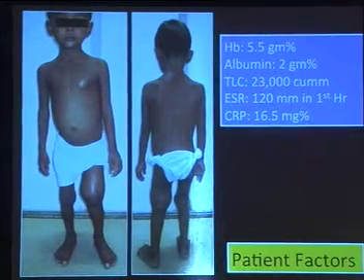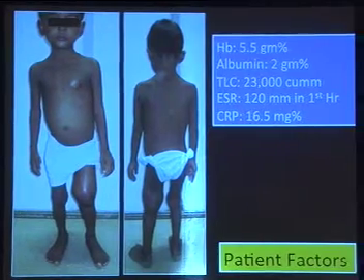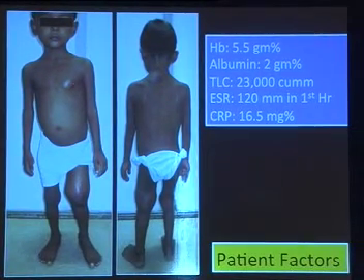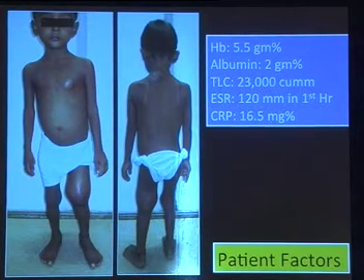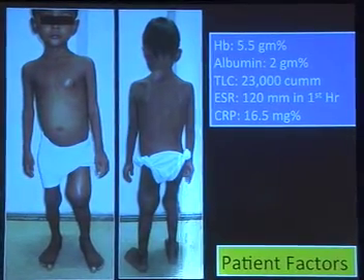So come to first the patient. Now, this is a child who has got a primary bone tumor here, but he has got mets in the skin. His hemoglobin was 5.5, albumin was 2 gram%. He had a very high TLC, a very high ESR, and a CRP of 16.5. Is he a candidate for limb salvage surgery?